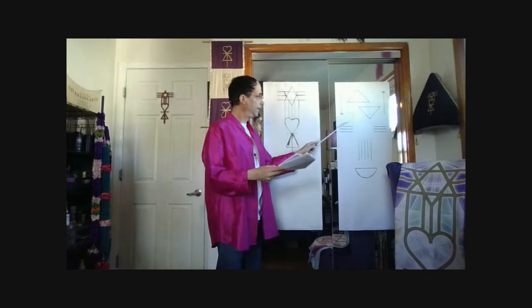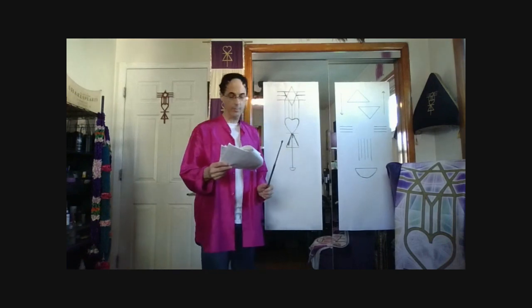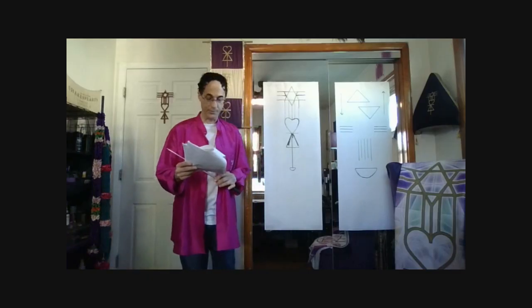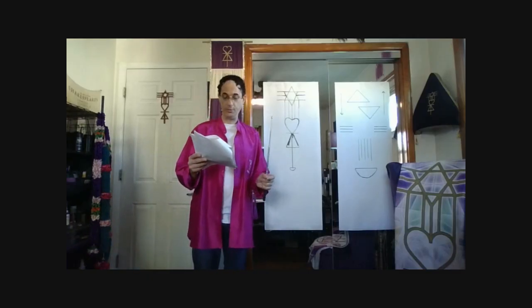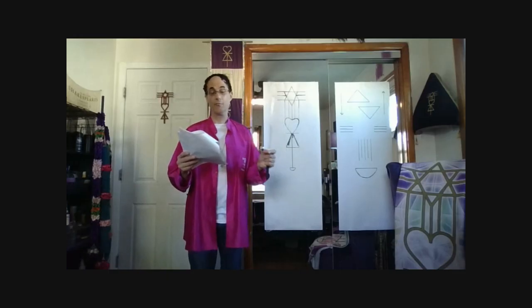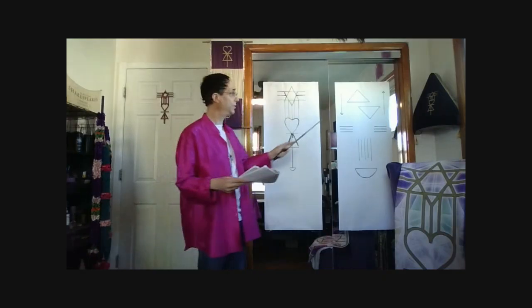You notice there are 11 lines, 11 being the first master number, and is considered the most intuitive and psychic of all numbers. Known as the spiritual messenger, it represents the bridge between the conscious and subconscious realms, symbolizing profound empathy, spiritual awakening, and even visionary inspiration.